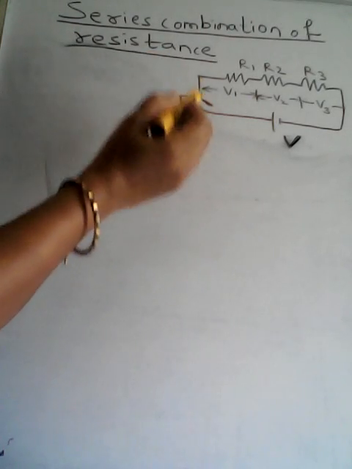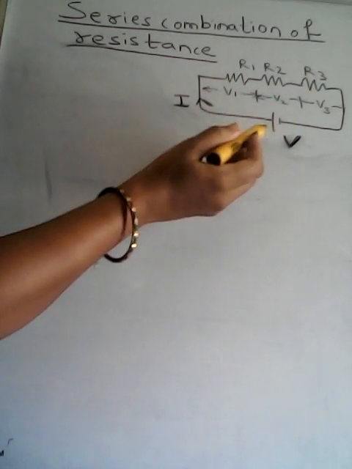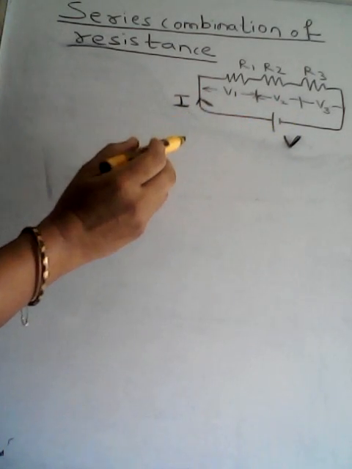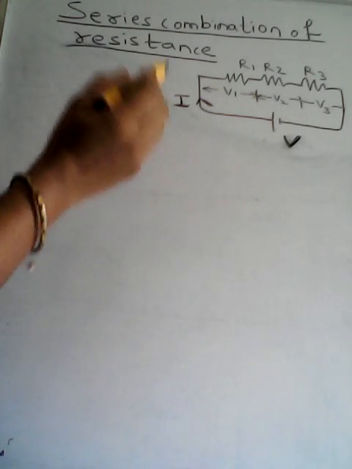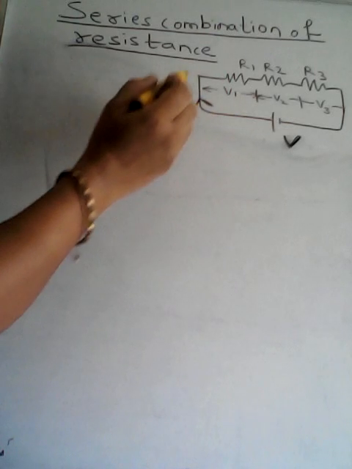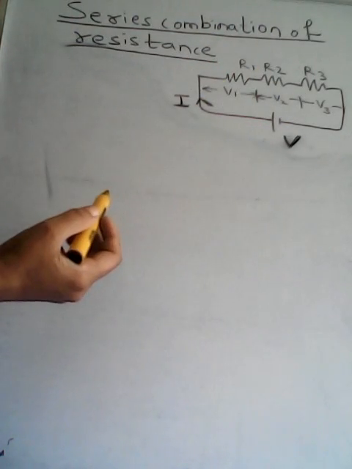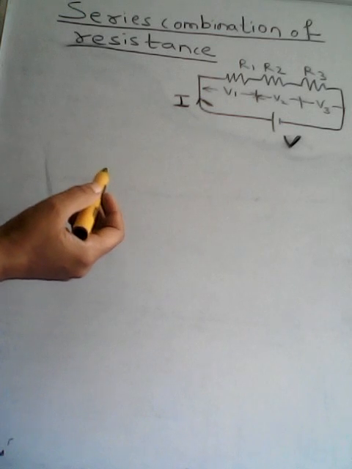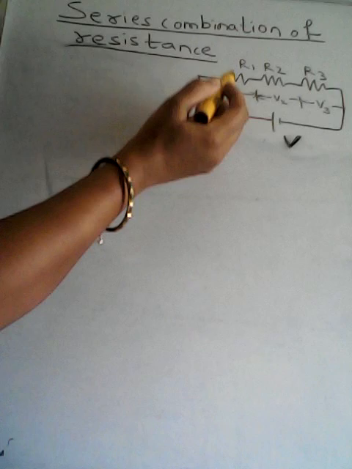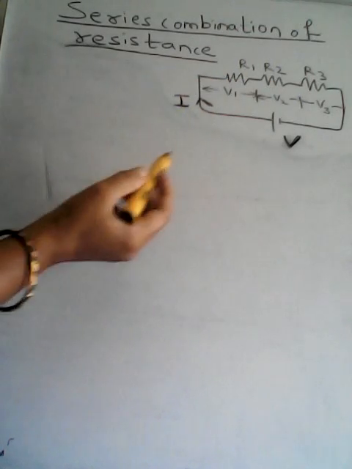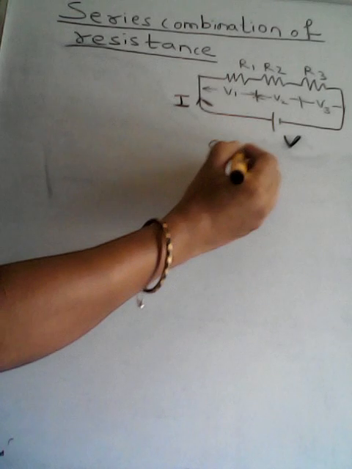In this series combination of resistance, the same current flow will take place. We can define this series combination of resistance as the circuit in which the same current will be flowing through all the resistors. So the same current I will be flowing through R1, R2 and R3 according to our diagram. This is the circuit diagram.